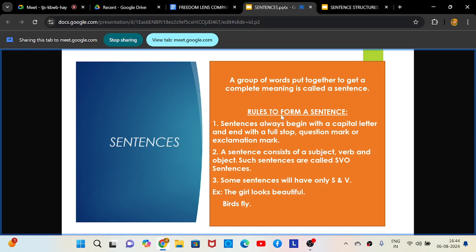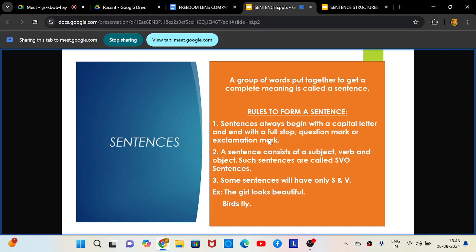Now let's check what are the rules to form a sentence. The first one is, sentences always begin with a capital letter. I hope everyone knows this rule. Since you are all employees, you will know this very well. Sentences always begin with a capital letter and they end with a full stop, question mark or exclamation mark. This depends on the type of the sentence.